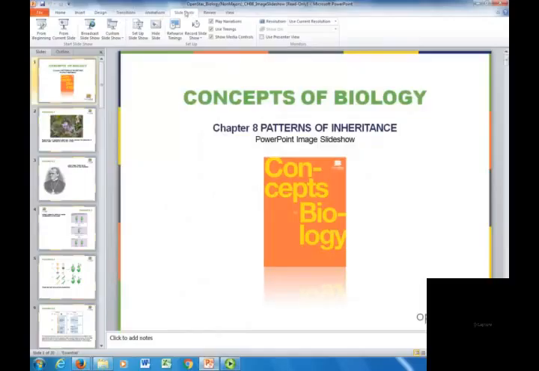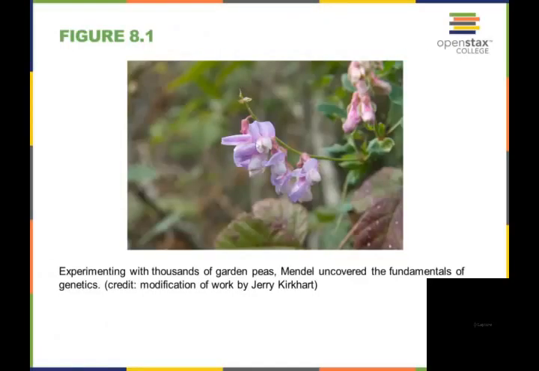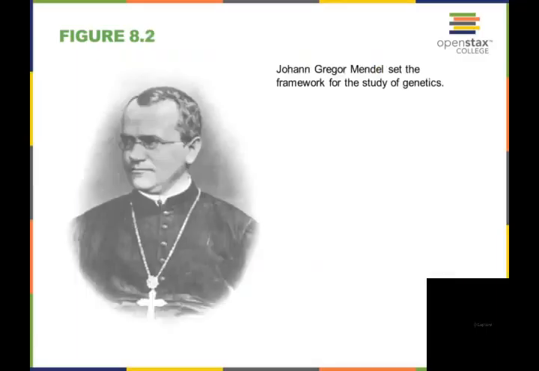So this is going to be chapter 8, looking at patterns of inheritance. Mendel, who is considered the father of genetics, was the person who uncovered a lot of the fundamentals of genetics. What he experimented with were garden pea plants. This is just a picture of Mendel, and he was a monk.